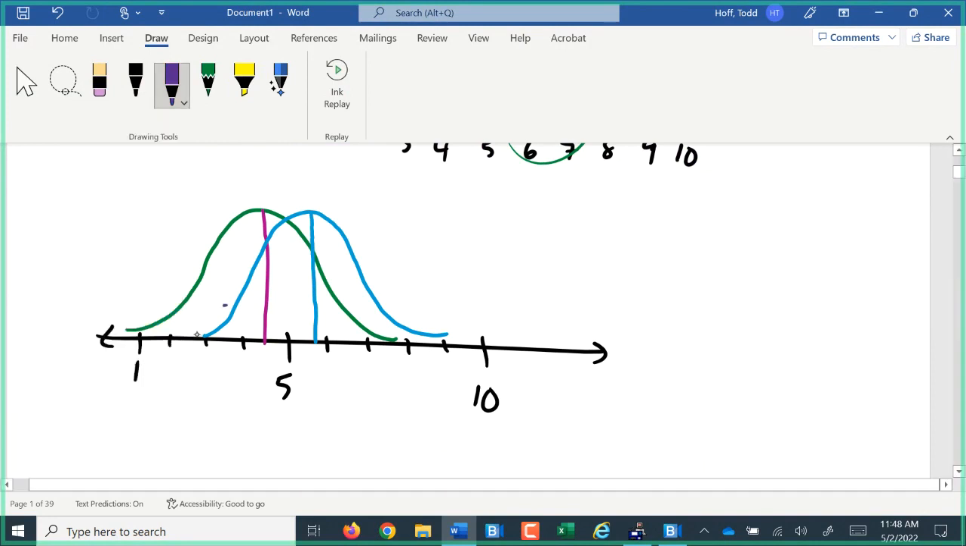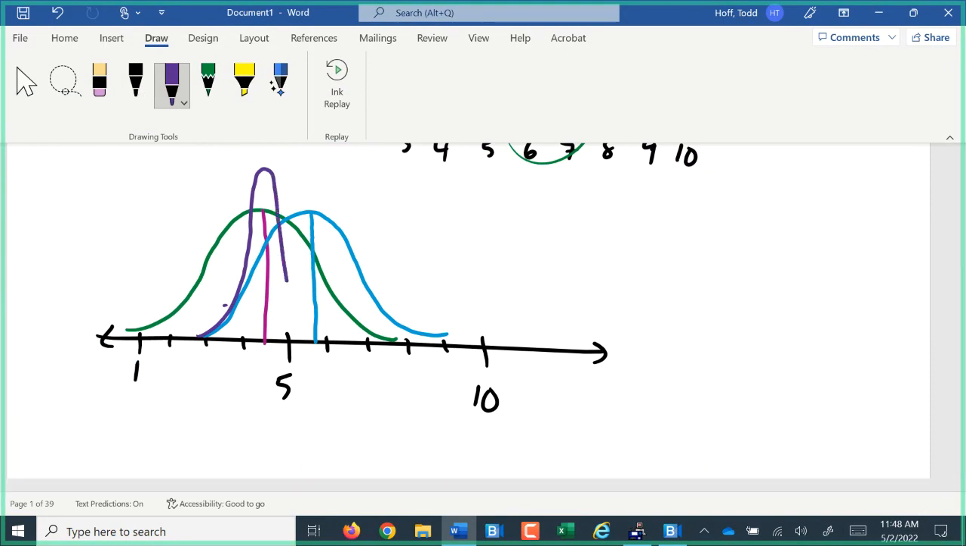Next, if I compare this new purple curve to the green curve, that purple curve has the same center. Its center is still at about 4.5, but I would say that purple curve is way narrower compared to the green curve. So the two characteristics about these bell curves that we can describe are the center and then the spread, how wide that curve is. Spread is sometimes referred to as dispersion.